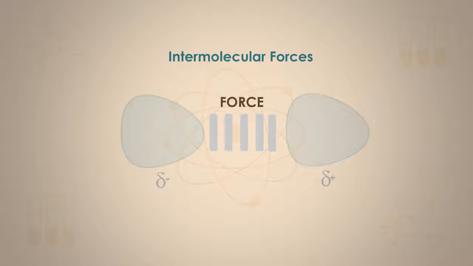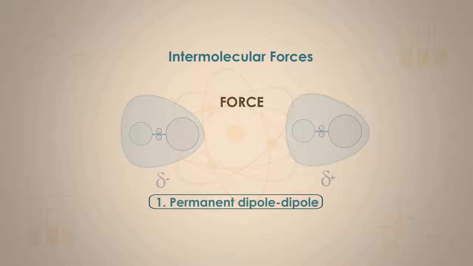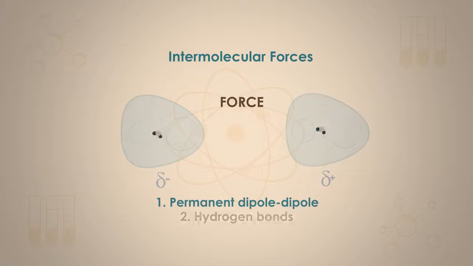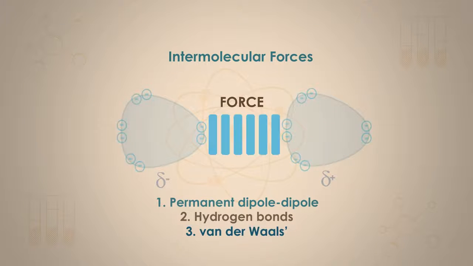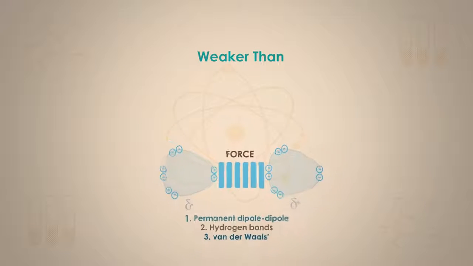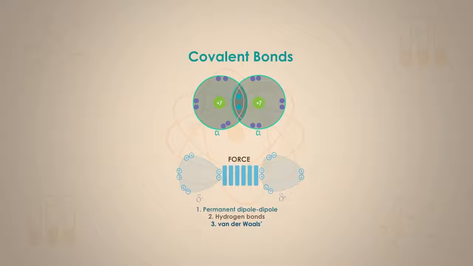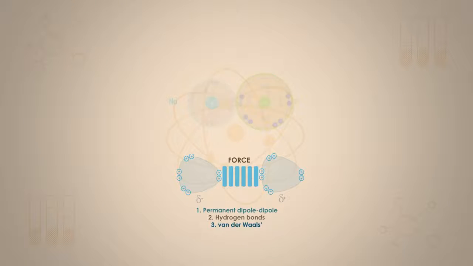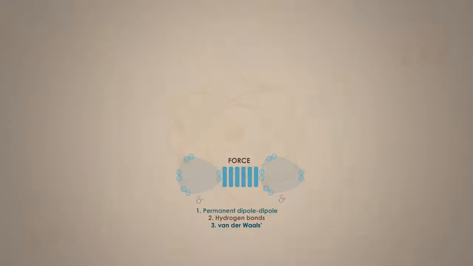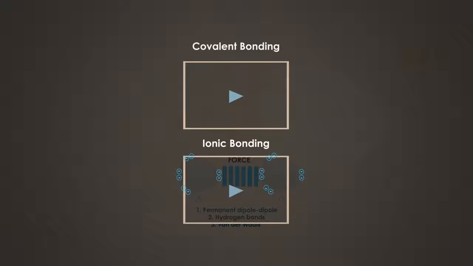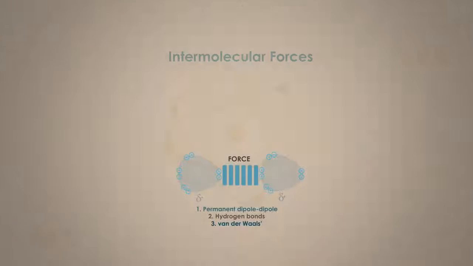There are three common types of intermolecular force, namely 1. Permanent dipole-dipole forces, 2. Hydrogen bonds, and 3. Van der Waals forces. All of these three forces are very much weaker than ionic or covalent bonds, which bind atoms and ions together in elements and compounds. We have a video each on ionic and covalent bonds if you haven't learned about them yet.